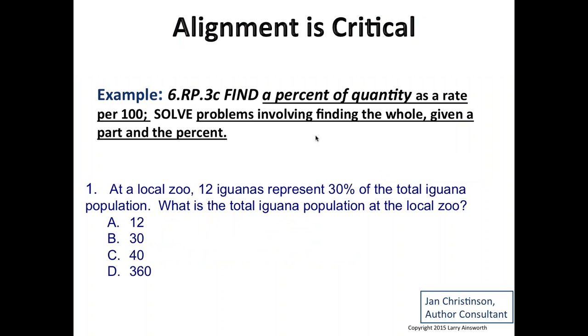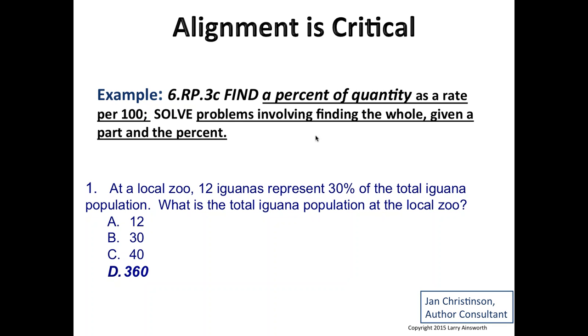Let's take a look at a math example from Jan Christensen, who is a co-author with Larry on several books, math expert, very well known across the country, really great guy, great presenter, and great author. But if we take a look at the sixth grade standard, find a percent quantity as a rate per 100, etc. If we look at our four choices, there's a very good chance that possibly students would realize 360% would not be one of our possible choices. Now, certainly it's possible that they could multiply 30 times 12 and come up with that possible answer, but it doesn't line up with the assessment item, which was find a percent quantity as a rate per 100.